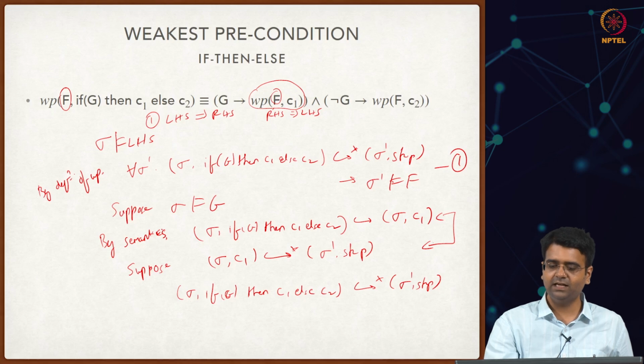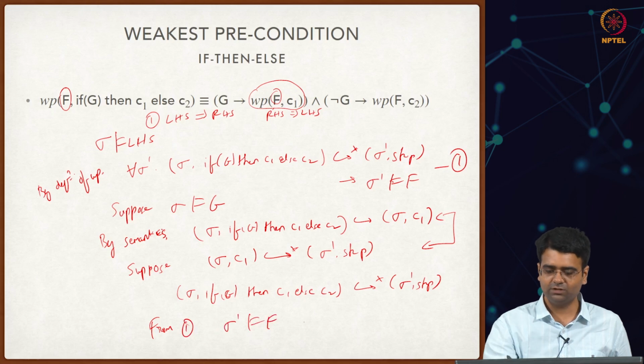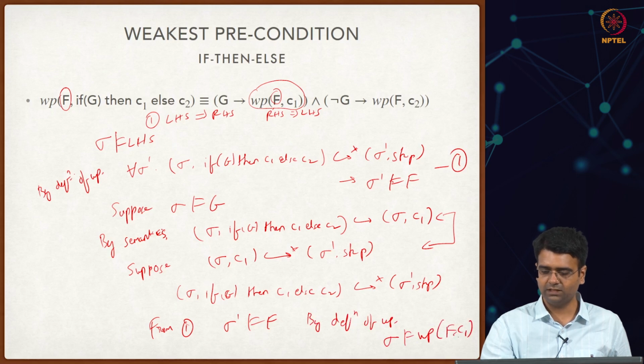Okay. And now our equation number 1 is going to help us. Equation number 1 says that on executing the if-then-else on sigma, if you reach a state sigma prime, then that sigma prime must be a model of F. So from 1 I can directly deduce that sigma prime must be a model of F, and this is exactly what we wanted. So, by definition of weakest precondition, sigma must be a model of WP(F, C1).